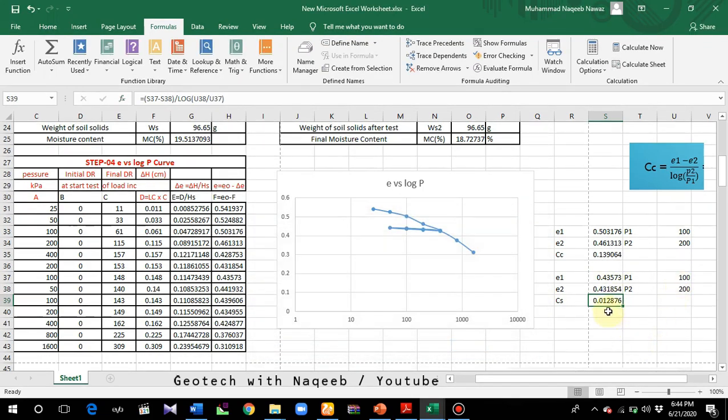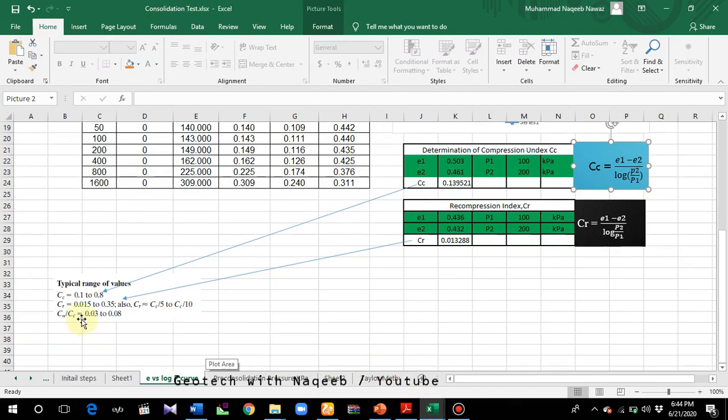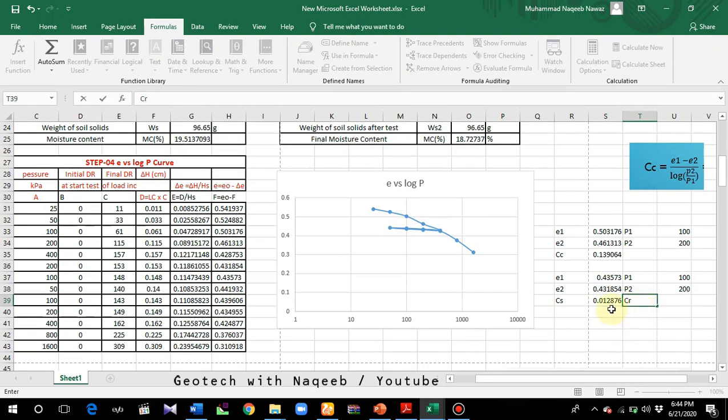Okay, now it is 0.012. Now again I'll check the range value. You can see the range is 0.015 to 0.35. So it's in the range, so my value is correct. Here you can see the Cs and Cr recompression slope is almost equal, so Cr will be equal to Cs recompression. So this is how we have found Cc and Cr.